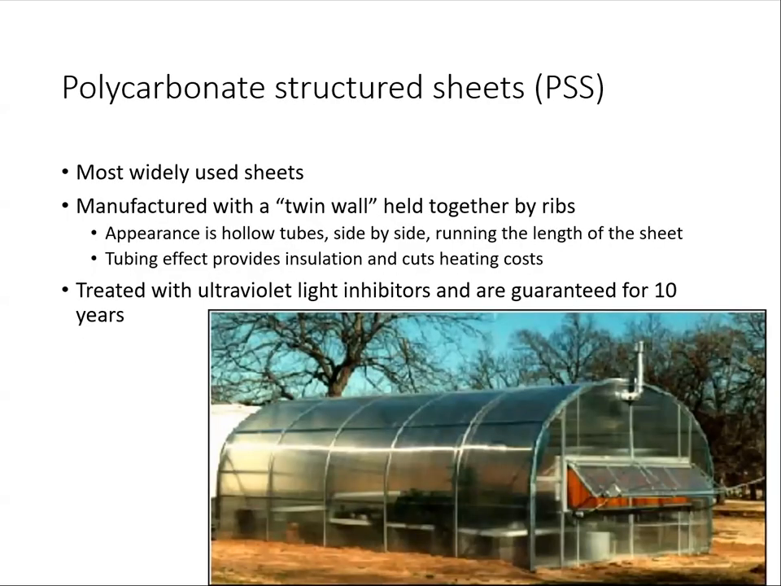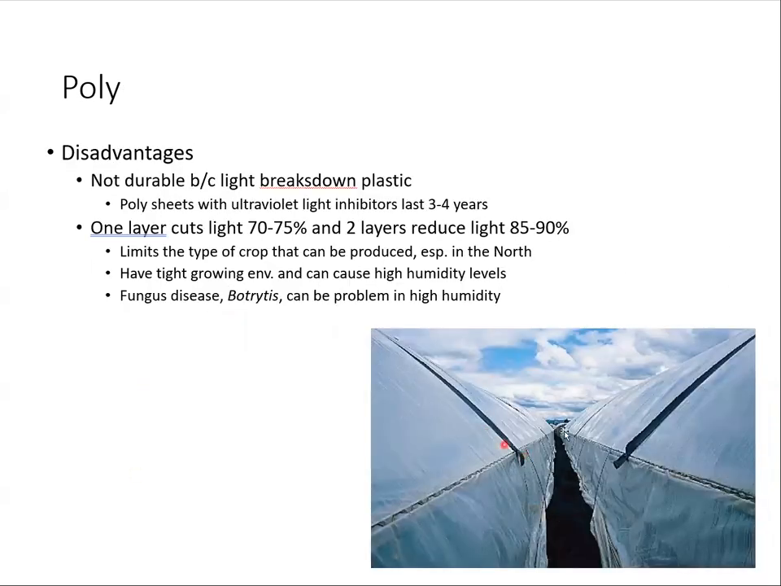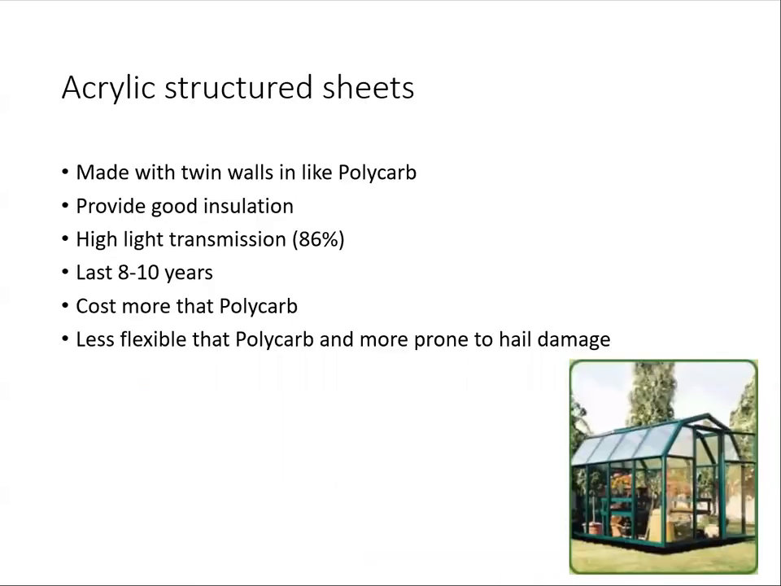They can be treated with UV light inhibitors and are guaranteed for 10 years. Okay, so you've got to weigh this out. They're guaranteed for 10 years, great. They'll probably last a little bit longer than that, but within 10 to 20 years, you're going to have to replace the glazing. So you have to weigh that against the flexibility of the structure and the space within it, against the 3 to 4 year replacement of polyethylene sheets.